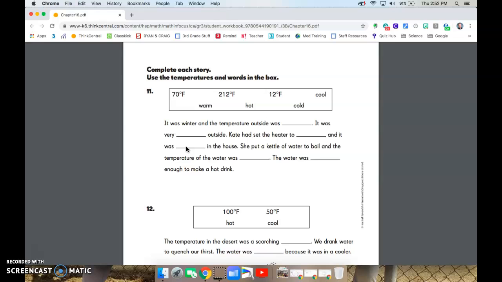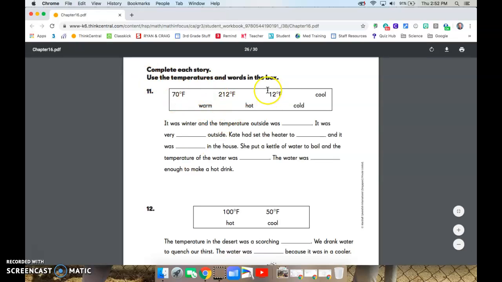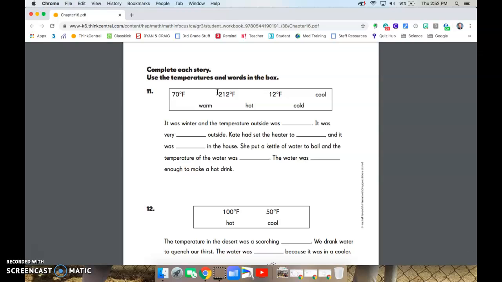All right, 11. It was winter and the temperature outside was one of these. Well, we're going to pretend here that we live where we do live, and we're going to say it's 12 degrees Fahrenheit or below freezing, okay? It was very blank outside. Well, we have cool, warm, hot, or cold. I'm going to say cold, okay? Kate had set the heater to blank. I'm going to guess and say about 70 degrees. That's a good room temperature. And it was blank in the house. Warm. Okay? That's a nice temperature to have.